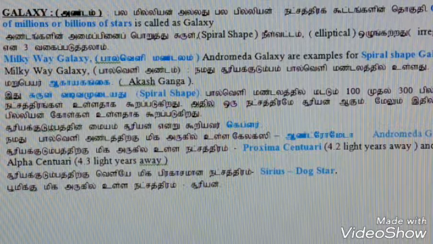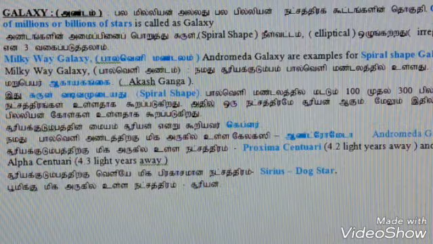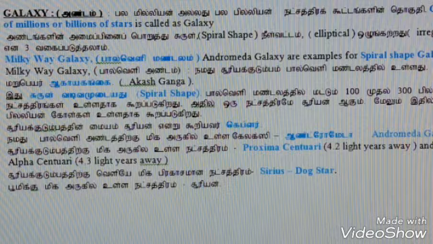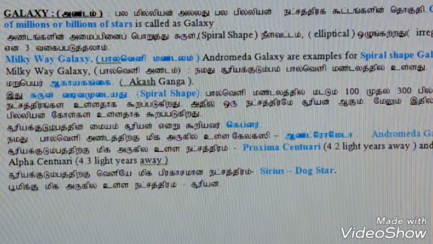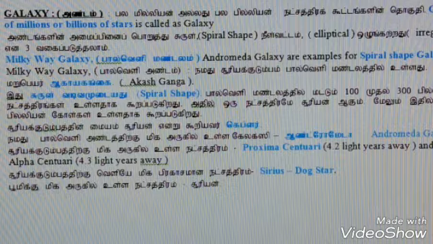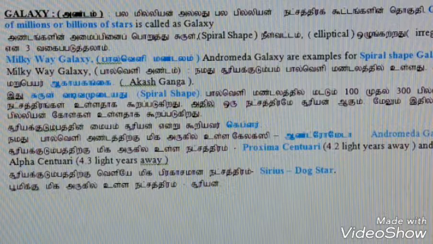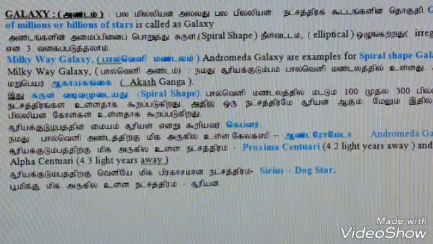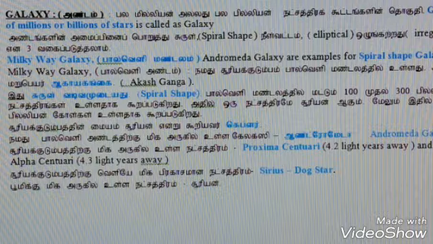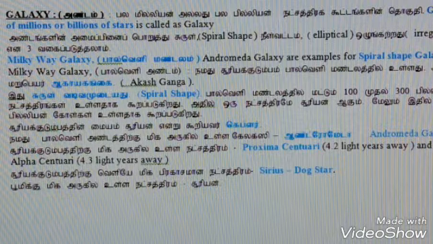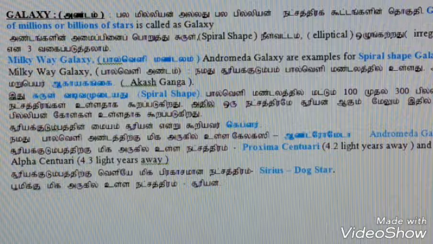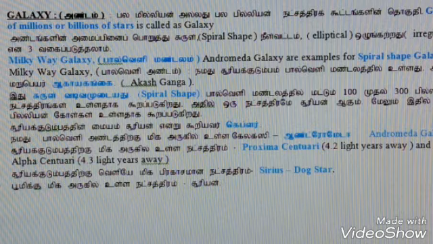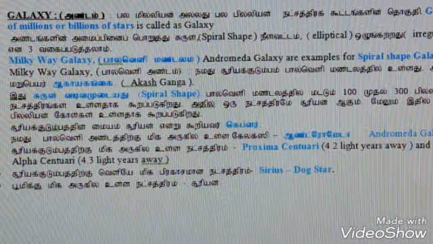Brightest star outside the solar system is Sirius or Dog Star. Closest star to the Earth is Sun. Closest star to our solar system is Proxima Centauri, which is 4.2 light years away. Next to that, Alpha Centauri, which is 4.3 light years away. Andromeda is our nearest galaxy. The color of a star depends upon its temperature. If it is blue in color, it has maximum temperature, then yellow, and finally red.